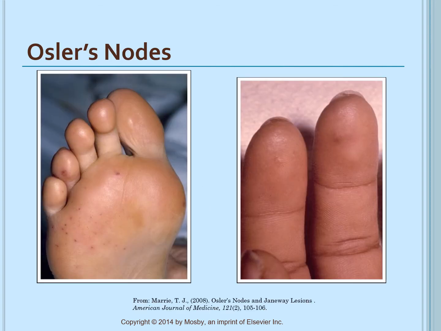So you might not be able to see the right side of this, but this is just an example of the Osler's nodes. They're very subtle, but they are these painful, tender, pea-sized lesions that are found on the fingertips or the toes, as you can see here. So you really wouldn't notice them unless you were looking, really.